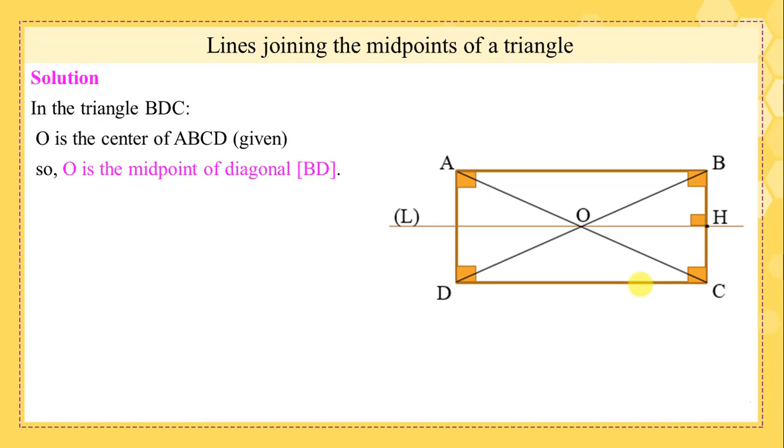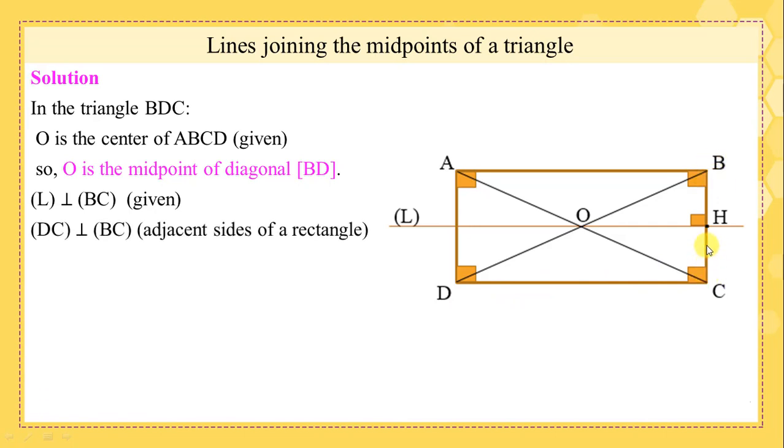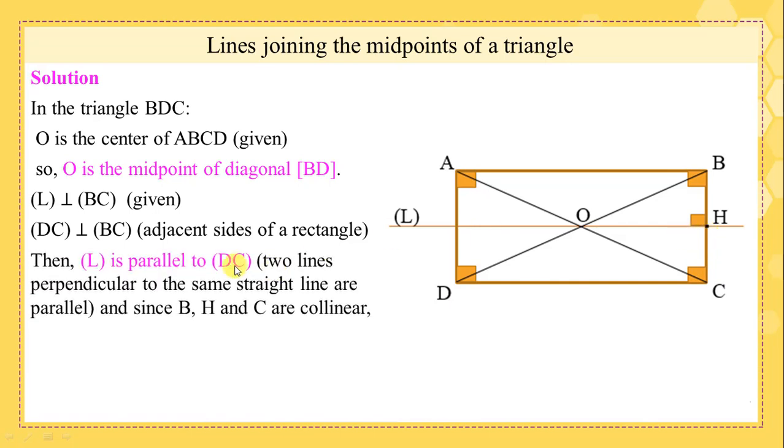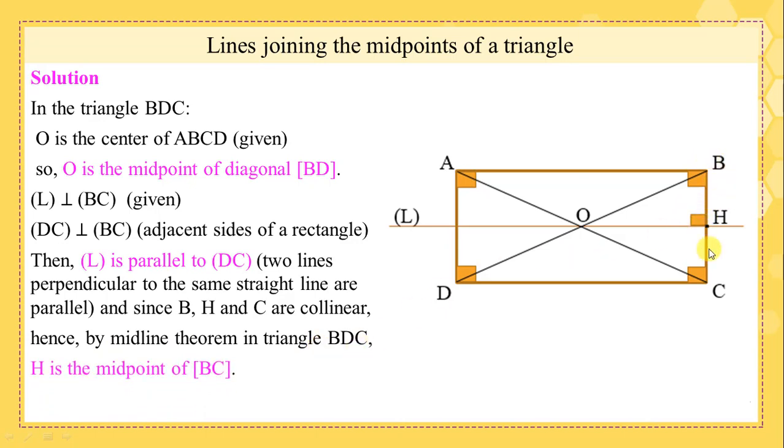Let's remember from the prerequisites that if we have two lines perpendicular to the same straight line, then these two lines are parallel. We have L is perpendicular to BC at H, given. Also, DC is perpendicular to BC at C, adjacent sides of a rectangle. Then L is parallel to DC, two lines perpendicular to the same straight line are parallel. And since B, H, and C are collinear, we can apply the midline theorem. By the midline theorem in triangle BDC, H is the midpoint of BC.